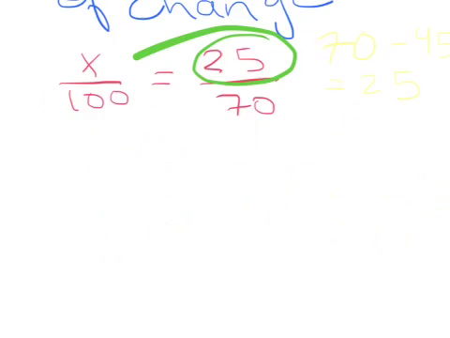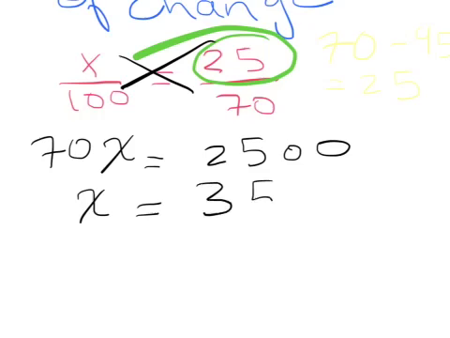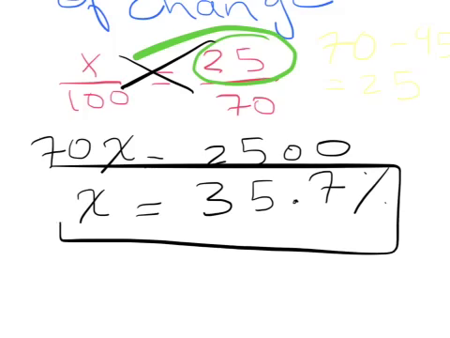So, Lana, what do you do? 35.7. How did you do it? I cross multiplied: 100 times 25, and I got 2,500. Good. And then I divided by 70, and I got 35.7 percent. Do you understand why it's percent? Since you're finding the percent.